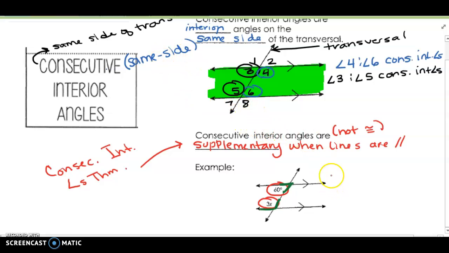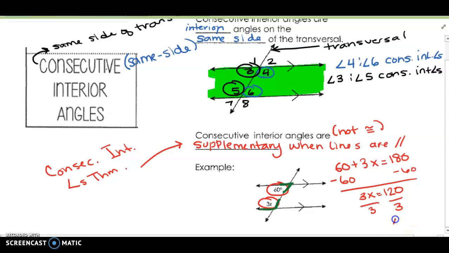All right, now supplementary means they add up to 180, so 60 plus 3x equals 180. Okay, now minus 60 on both sides, so 3x equals 120. Divide by 3, I get x equals 40. Okay, now we're done with this foldable, so feel free to go ahead and paste it into your interactive student notebook.